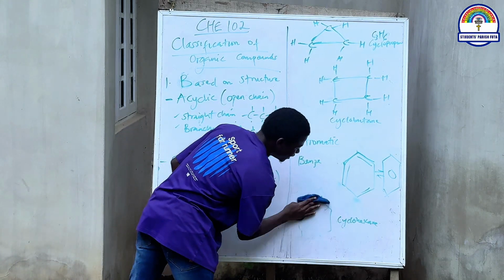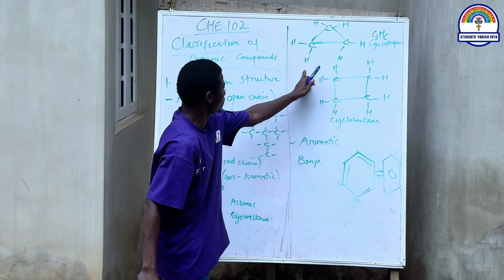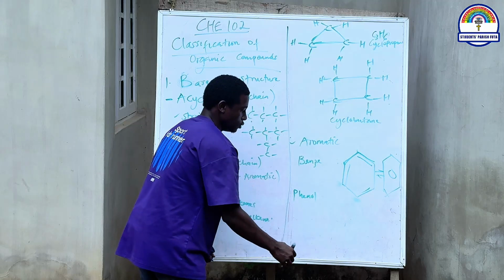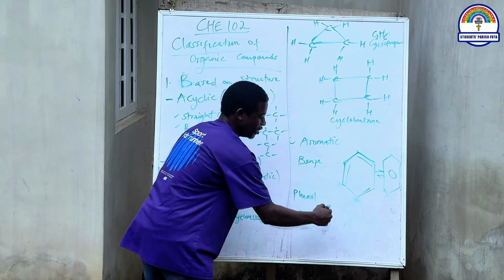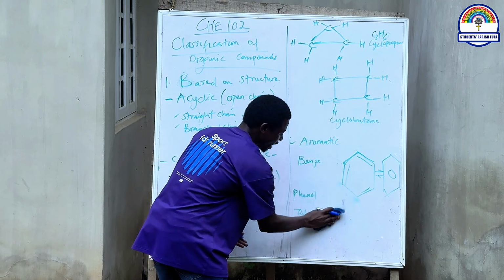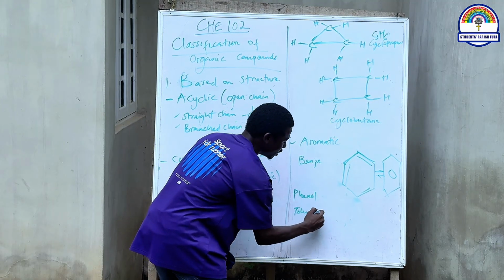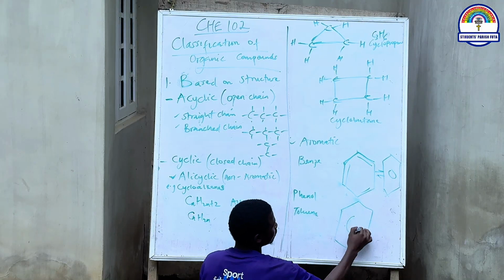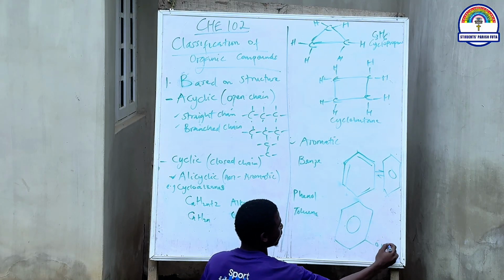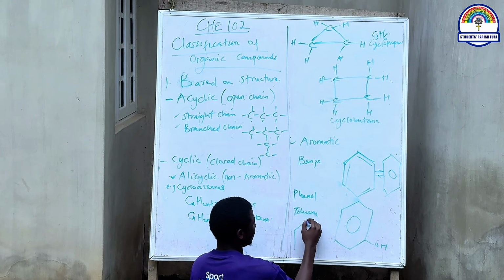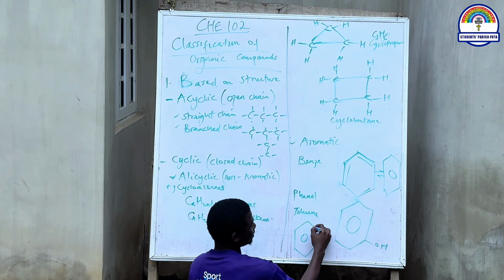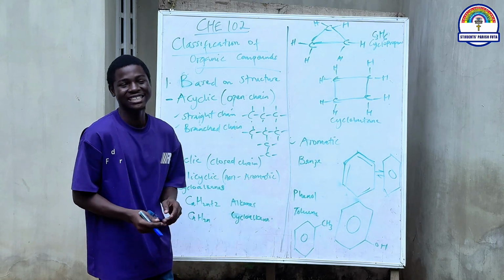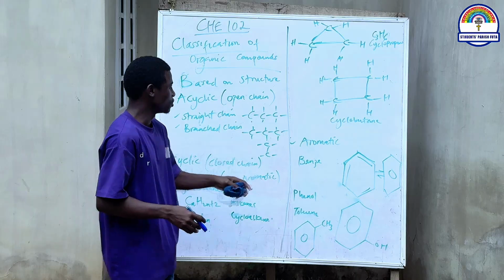So this is cyclohexane. It's not supposed to be here, it's supposed to be here. In aromatic, you have the likes of benzene, phenol, and toluene. All these are derivatives of benzene. They are benzene, then you add something to it. For instance, benzene then OH, the likes of phenol. Benzene then CH3, that is methyl benzene, toluene. Aniline is benzene then NH2. So they belong to the aromatic.